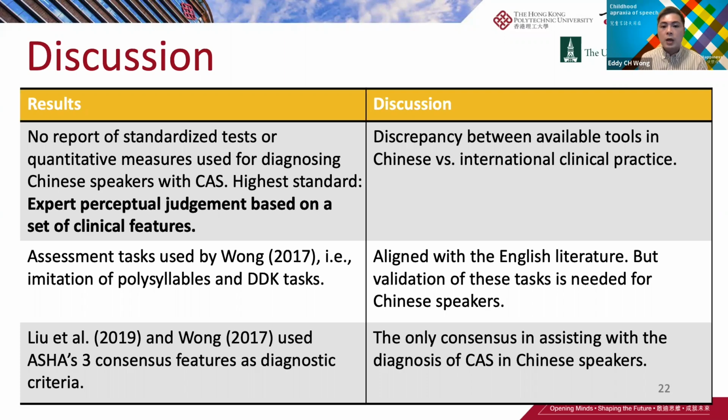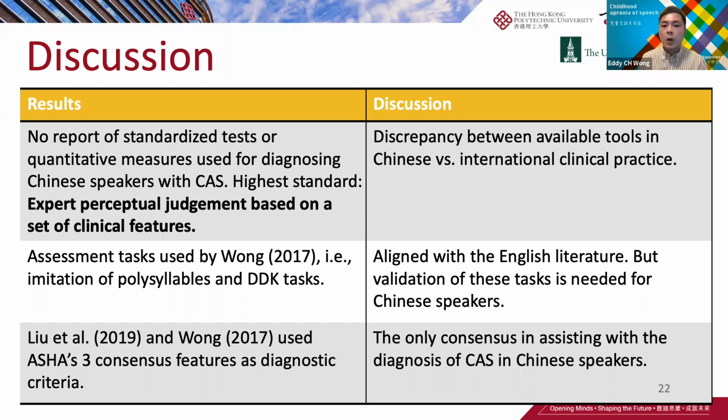Secondly, the assessment tasks used by Wang 2017, which include the imitation of polysyllables and DDK tasks, were aligned with the English literature, but validation of these tasks is needed for Chinese speakers. In addition, among the 5 studies, 2 studies share the same diagnostic criteria, which is using ASHA-3 consensus features. This is the only consensus that we can find in Chinese speakers to assist the diagnosis of CAS.